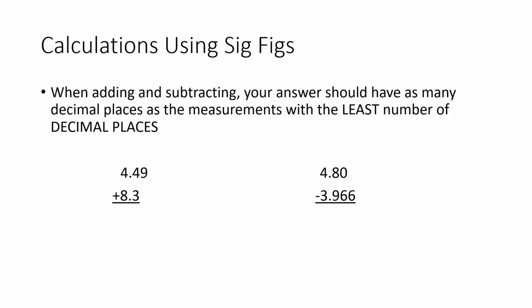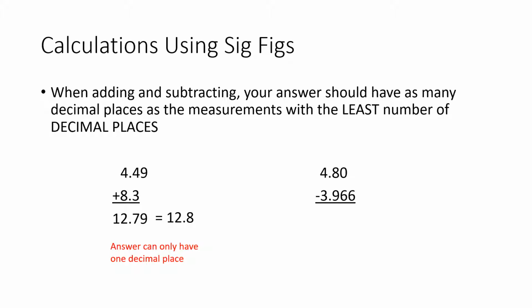We have 4.49 plus 8.3. If you put that in the calculator, you get 12.79. Now, of our two numbers, 4.49 has 2 decimal places, while 8.3 only has 1 decimal place. So our answer can only have 1 decimal place. So we need to round this to the tenths place, and we will get an answer of 12.8.